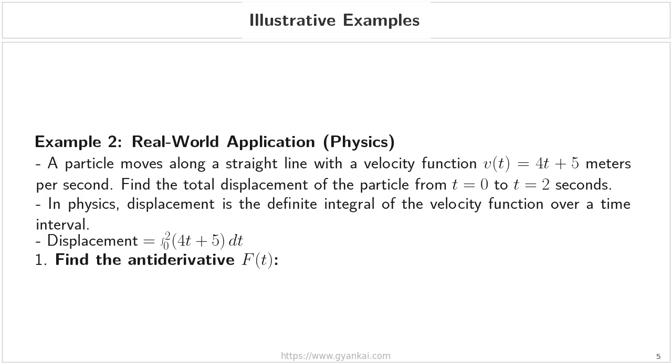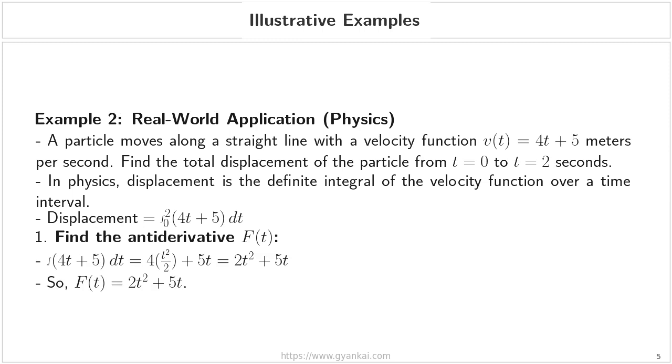Let's now follow our two-step process. Step 1 is to find the antiderivative of the velocity function, which we'll call f of t. So we need to integrate 4t plus 5 with respect to t, applying the power rule for integration. Remember that the integral of x to the power of n is x to the power of n plus 1 divided by n plus 1. And integrating each term, we get 4 times t squared divided by 2, plus 5 times t. This simplifies to 2t squared plus 5t. Therefore, our antiderivative, f of t, is 2t squared plus 5t.